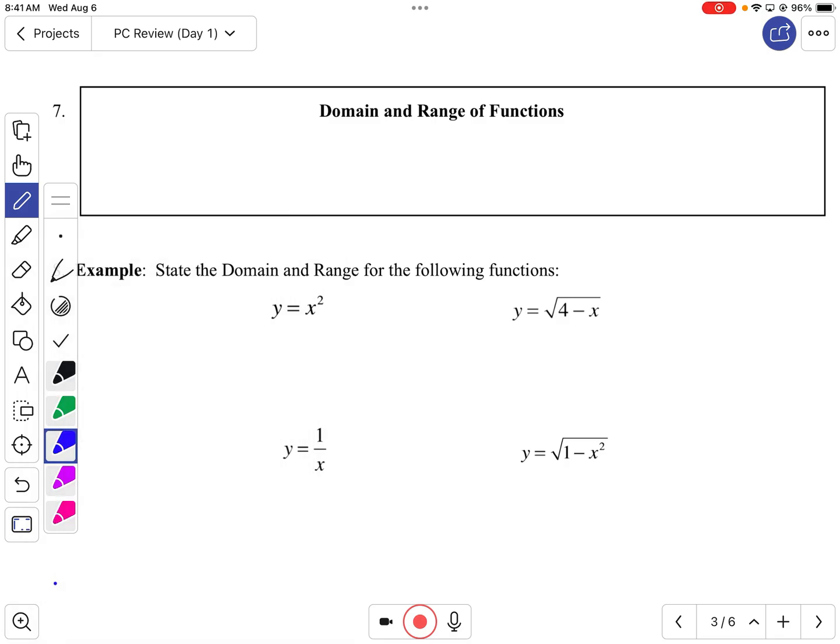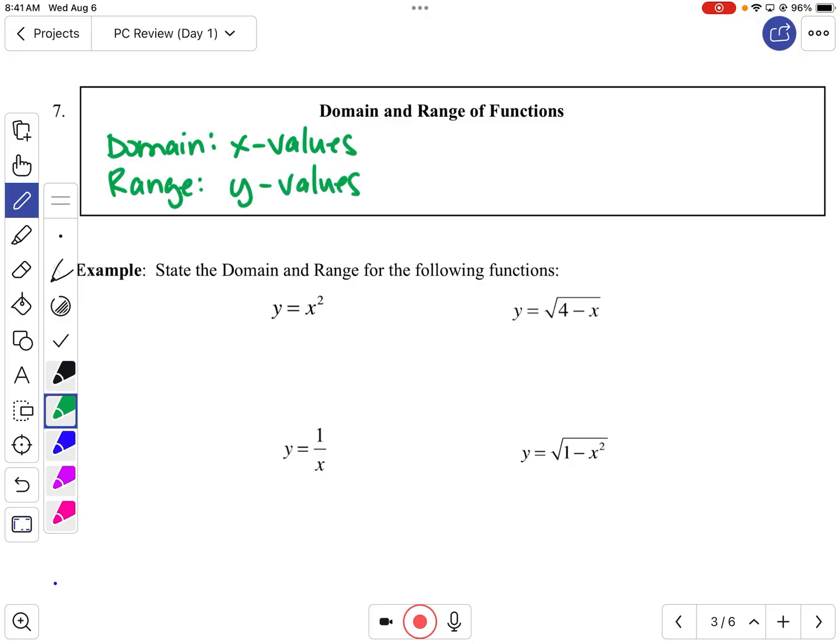So domain and range, okay? Basically, what does domain refer to? The x values, yeah. So domain, we're referencing our x values that work. And range, we're referencing our y values. You'll see a combination of interval notation for domain and range. That's where we use the parentheses and the brackets.